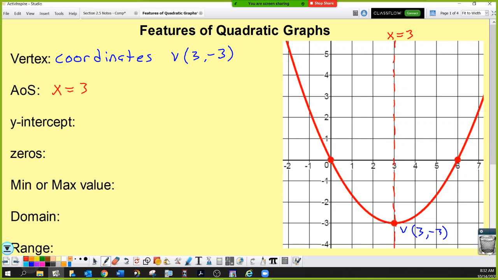The y-intercept is a coordinate. And you'll see why I'm writing this in a moment. But the y-intercept is the point where the graph crosses the y-axis. Where does this thing cross the y-axis? At 0 comma 0. Yes. Good.